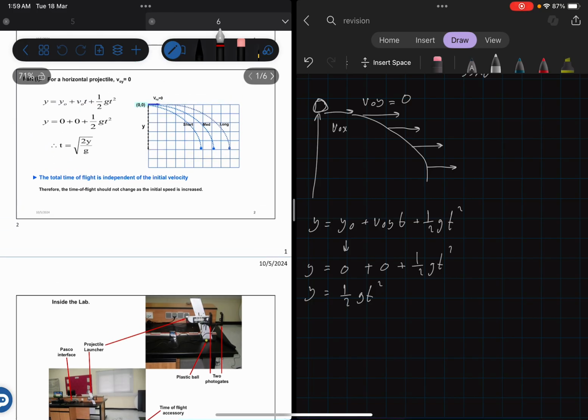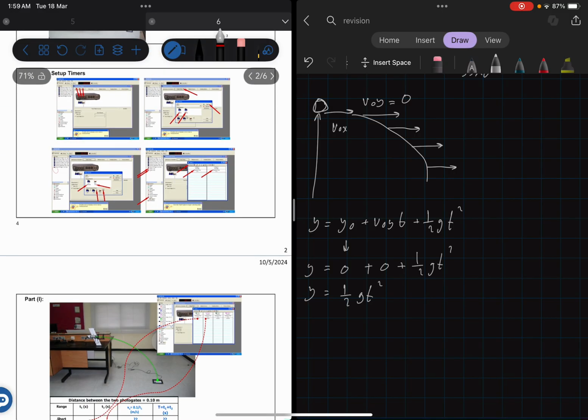The total time of flight is independent of the initial velocity, therefore the time of flight shouldn't change as the initial speed is increased.